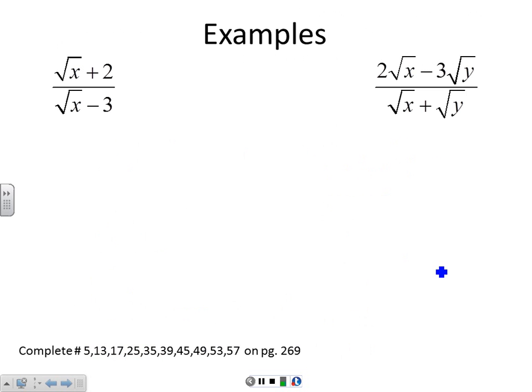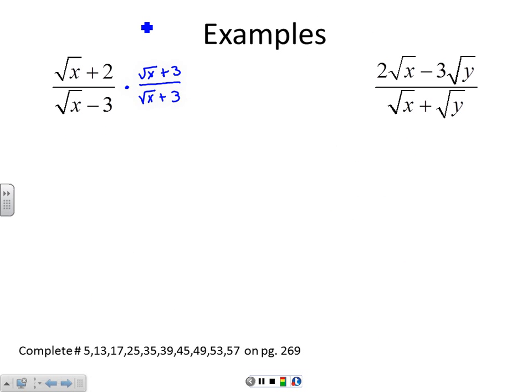Alright, let's try 2 more. For this one, I'm going to multiply by the conjugate because I have a group in the denominator that has a radical. So I need to multiply by the conjugate, which is going to be the square root of x plus 3.